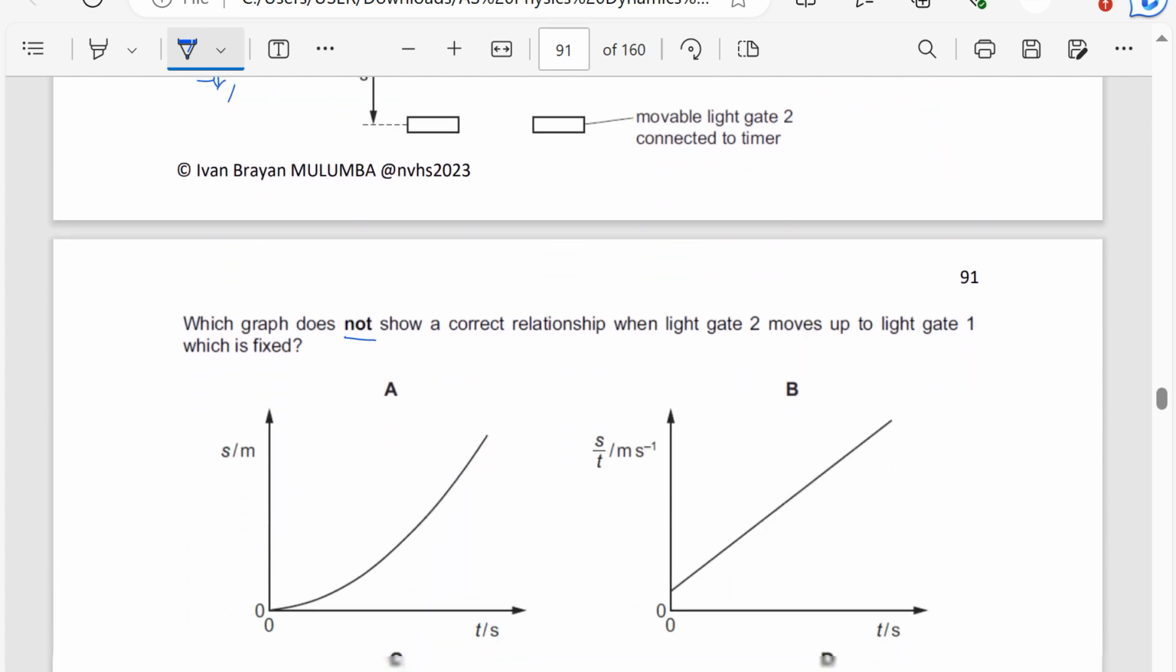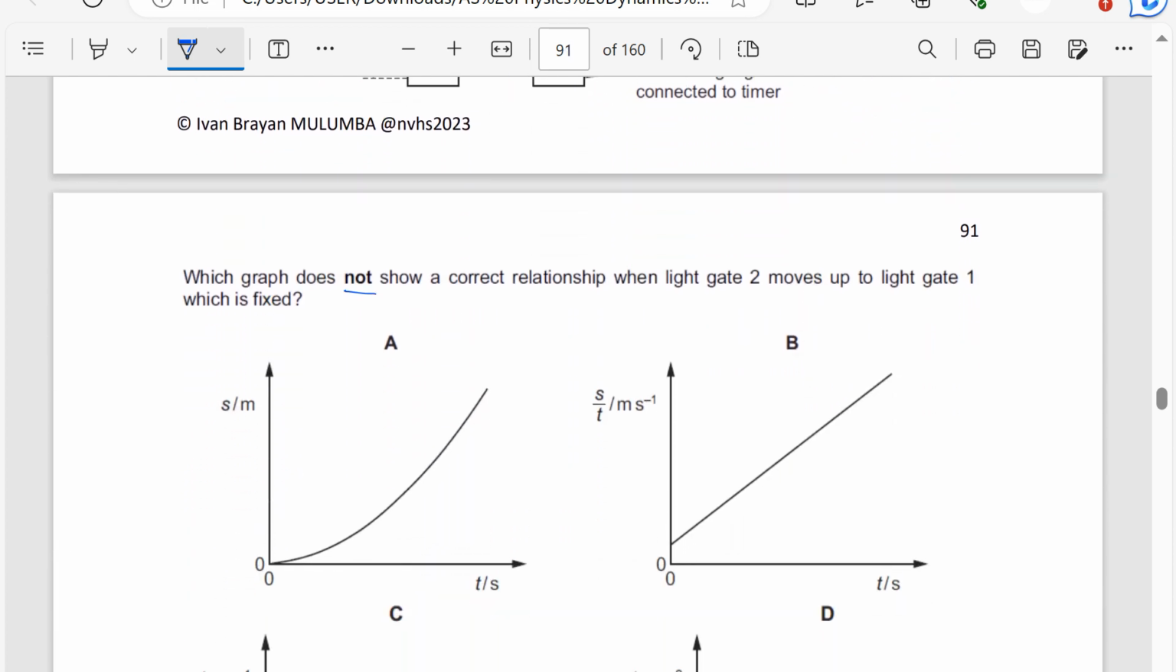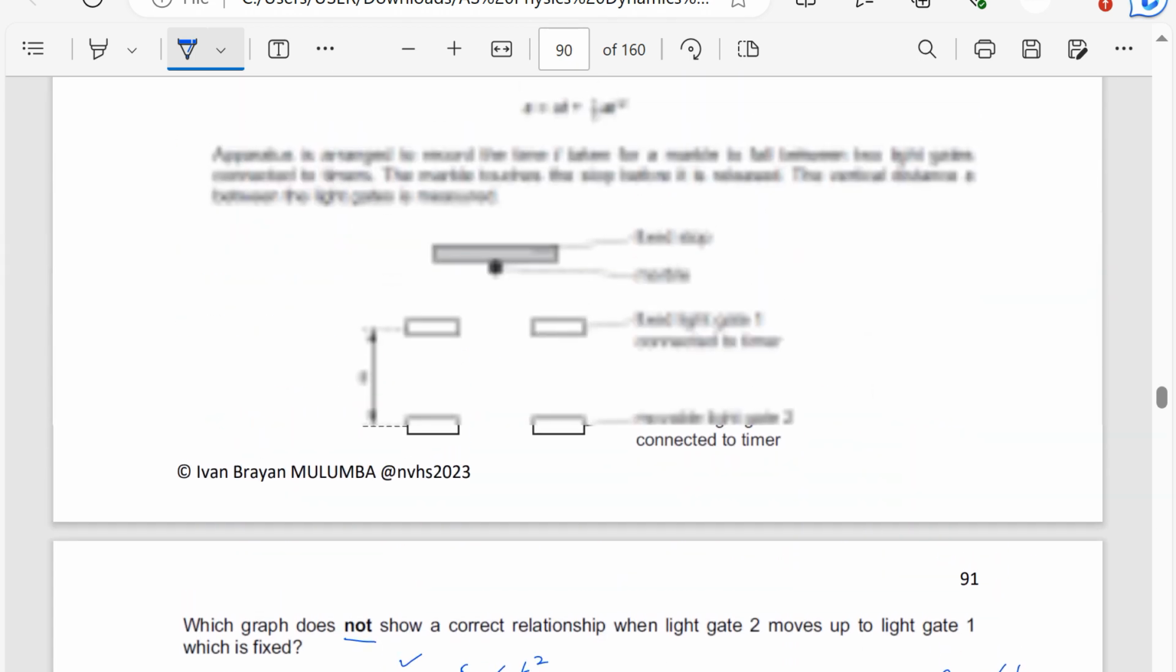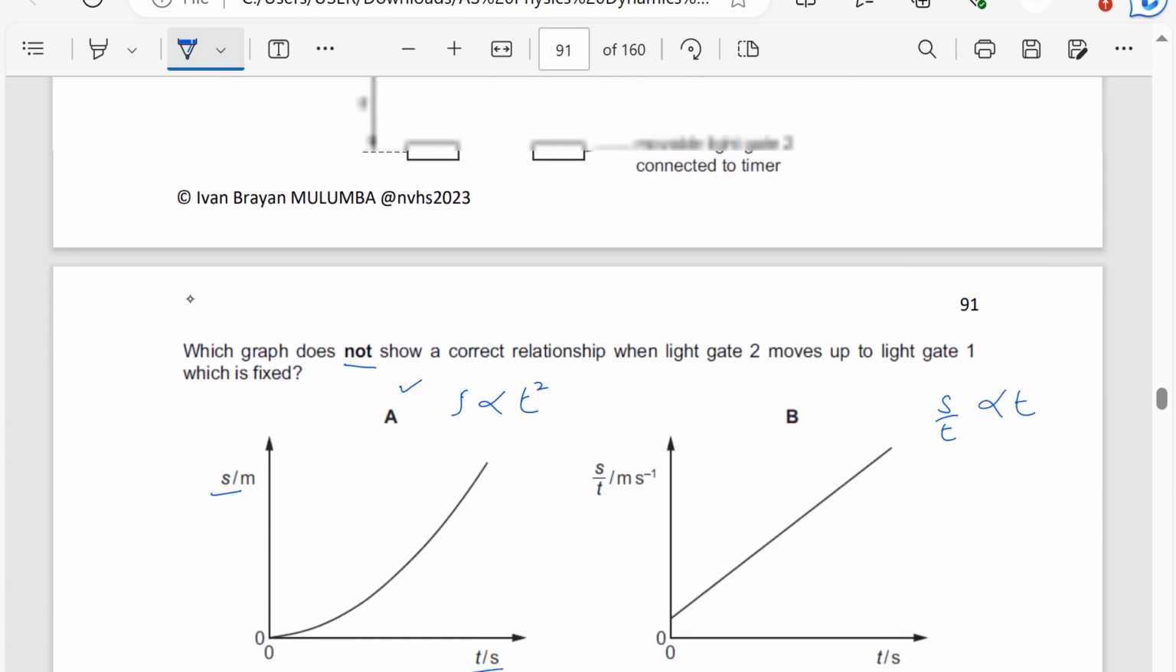Now let's look at the graph. This is a graph of s against t, and we see that s is directly proportional to t squared, so this is going to be curved. So this is correct. Then for this one, it is s over t. I think s over t is directly proportional to t if you modify this equation. So this is also going to be correct.